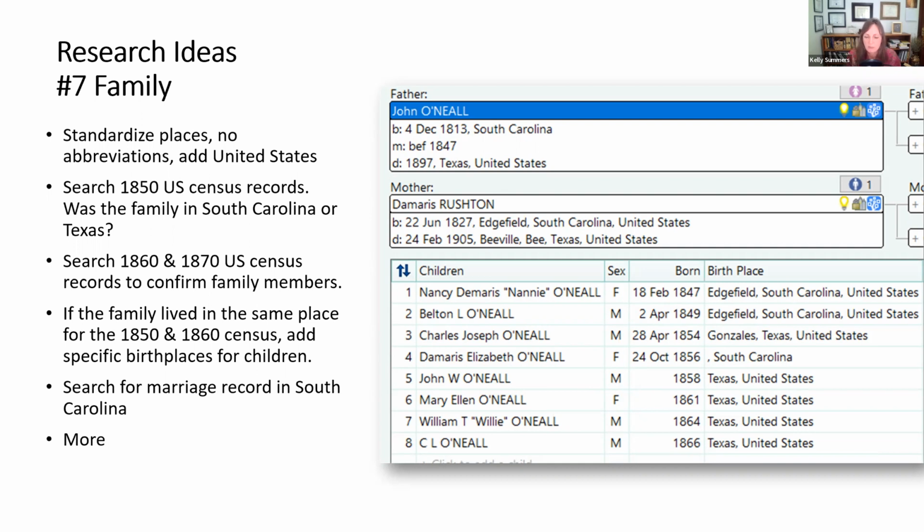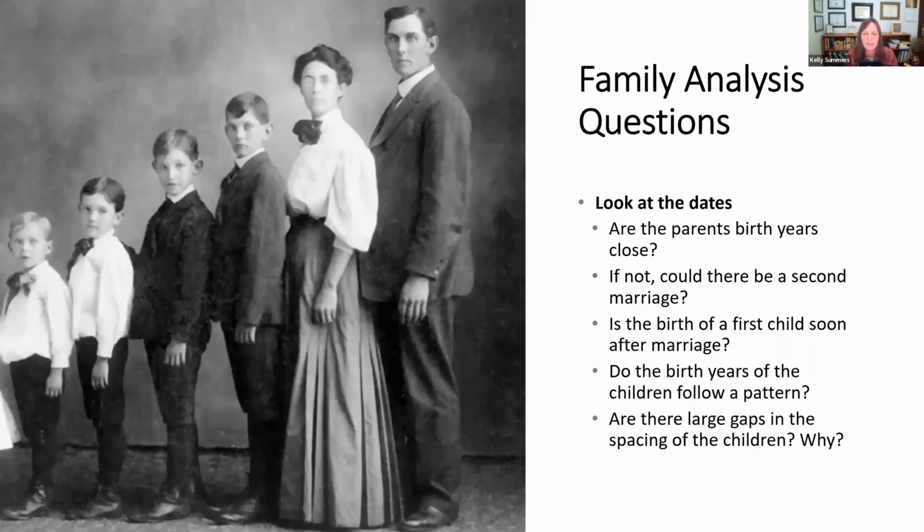Okay, so these 7 families were examples of how to do a family analysis. The questions that we asked, and there are more, is we looked at the parents' birth years to see how close in age they were. We tried to determine if there could be a second marriage. We wanted to see how soon after the marriage was the birth of a first child. And do the children follow a birth pattern? Are there large gaps in the spacing of the children? If so, is there a child missing? We want to make note of that.